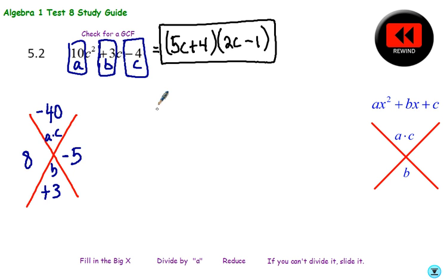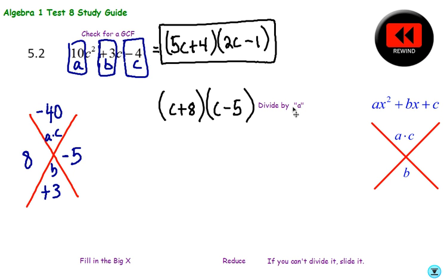All right, so let's take those two numbers. So we've got C plus 8, and then we've got C minus 5. And we need to divide by A, as we do every time. Let's make sure we identified our A. Right, there's our A right there. Our A is 10, so I'm going to divide by 10. And if I can't divide it, slide it.